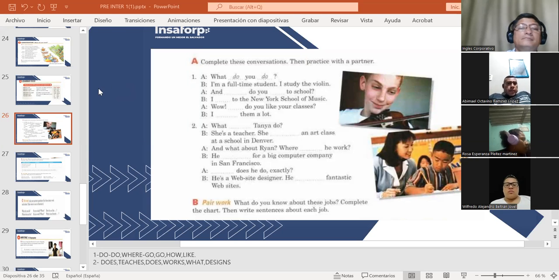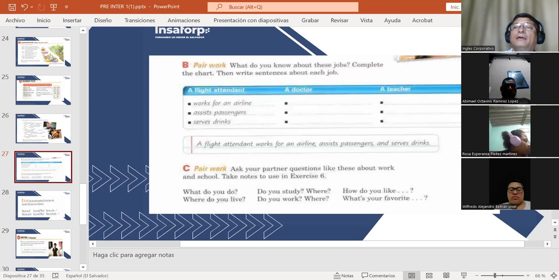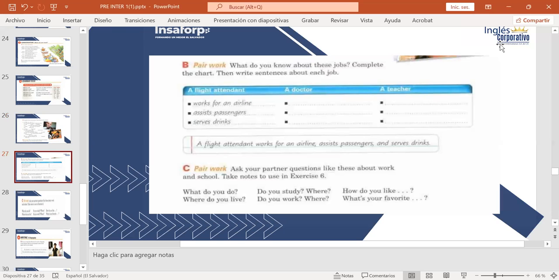Okay, next activity. Finished, everybody? All right. Okay, what do you know about these jobs? Complete the chart and write sentences about each job. Works for an airline. A flight attendant assists passengers, serves drinks, a doctor, and a teacher. Let's go and let's work in groups. I'm going to give you 3 minutes, okay?